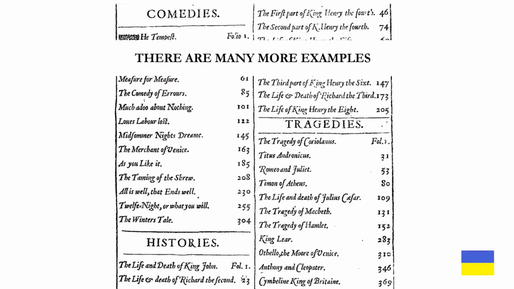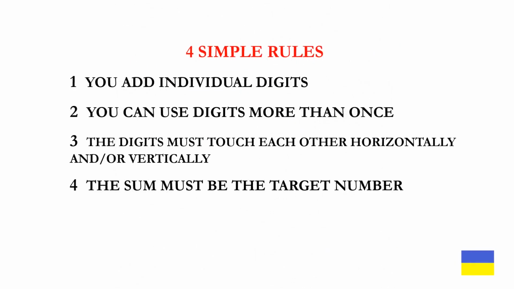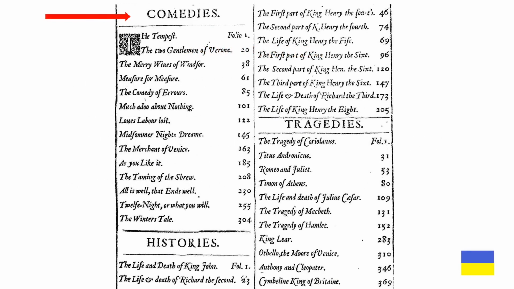I found there are many more examples, and they follow the 4 simple rules. You add individual digits. You can use digits more than once. The digits must touch each other horizontally and or vertically, and the sum must be the target number. Here are some examples from the comedies.